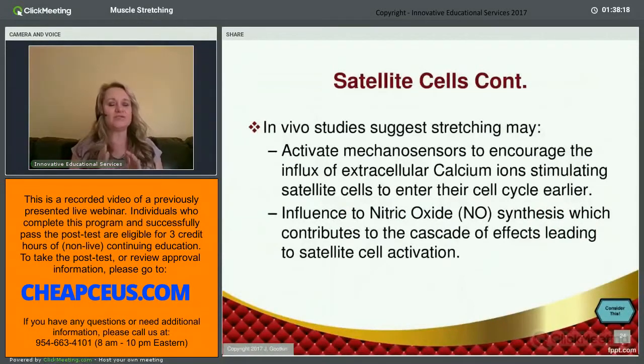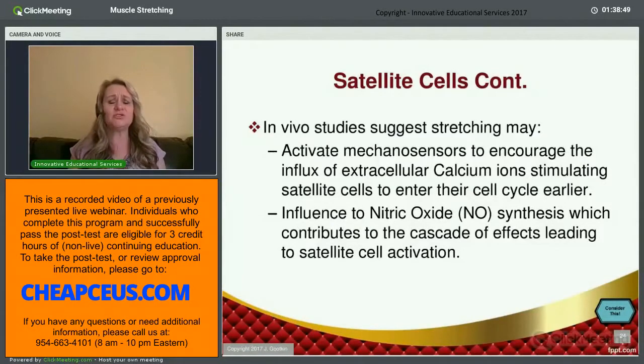In looking at some other responses that occur, we have several different chemical reactions that are going to contribute to this cascade of effects that lead to the satellite cell activation. And to just get into it briefly, because again, it gives us a sense that when we're holding those stretches or we're choosing which stretch to utilize for our patient, there's a lot happening beneath the surface that we need to be aware of.